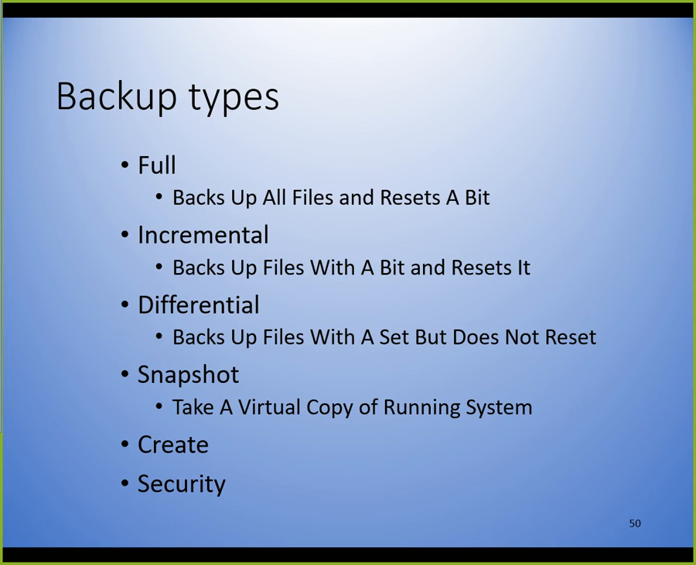A full backup backs up all the files and resets the A bit, the archive bit, that says, hey, it's been backed up, you don't need to do that right now. The incremental backs up the files with the A bit and resets it, and then the differential backs up the files with the A bit but does not reset it.